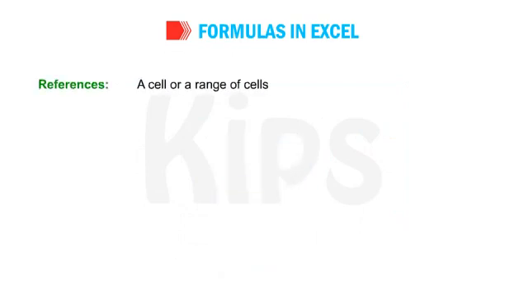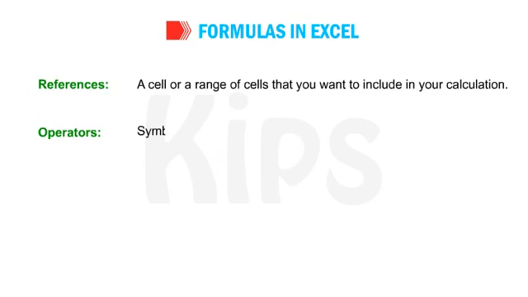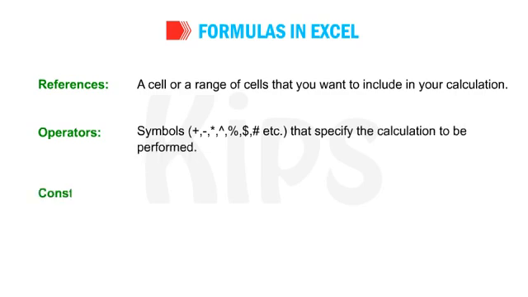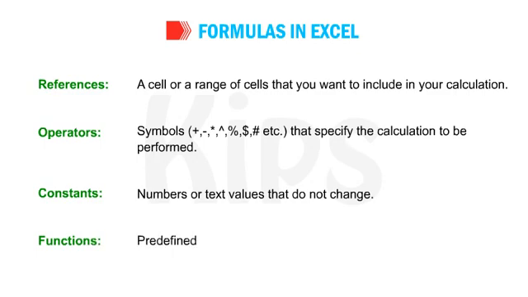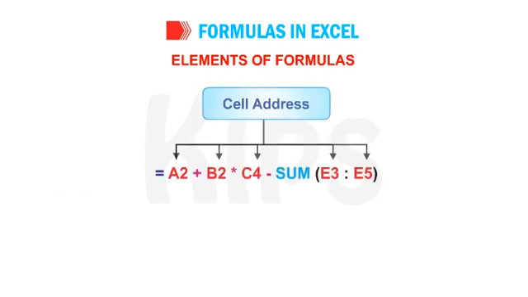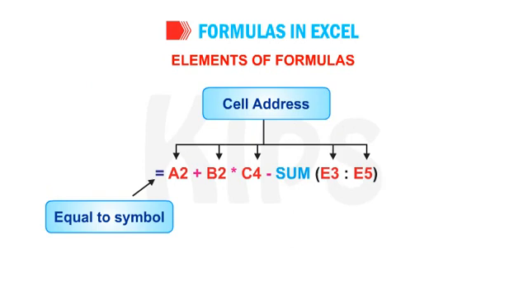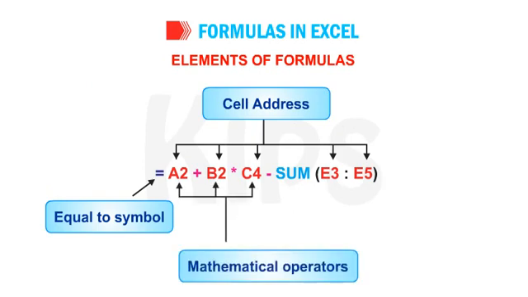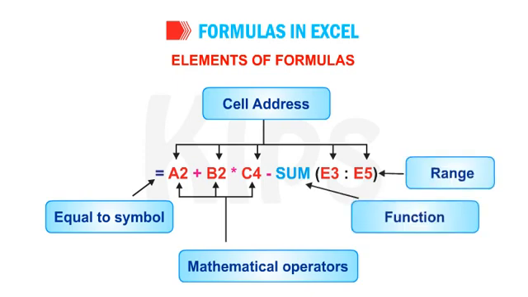References: a cell or a range of cells that you want to include in your calculation. Operators: these are the symbols like plus, minus, multiply, divide, percent, etc. that specify the calculation to be performed. Constants: these are numbers or text values that do not change. And functions: these are predefined formulas in Excel. These are the elements of formulas in Excel. This is the cell address. This is the equal to symbol. These are the mathematical operators, and this is the function. Range.